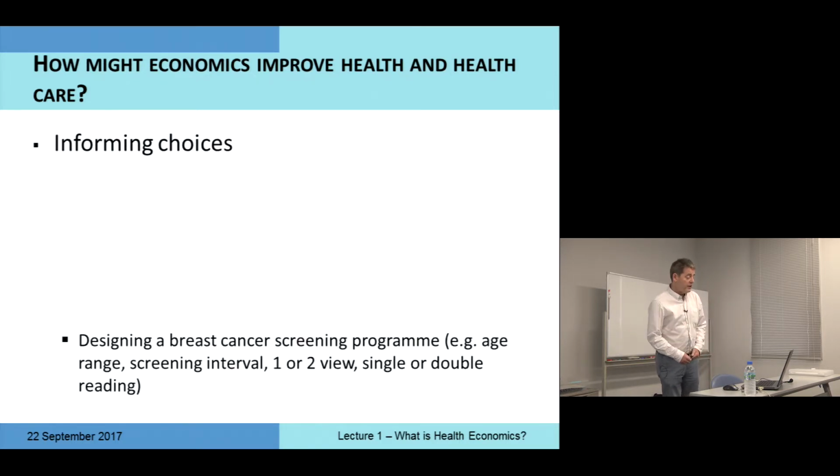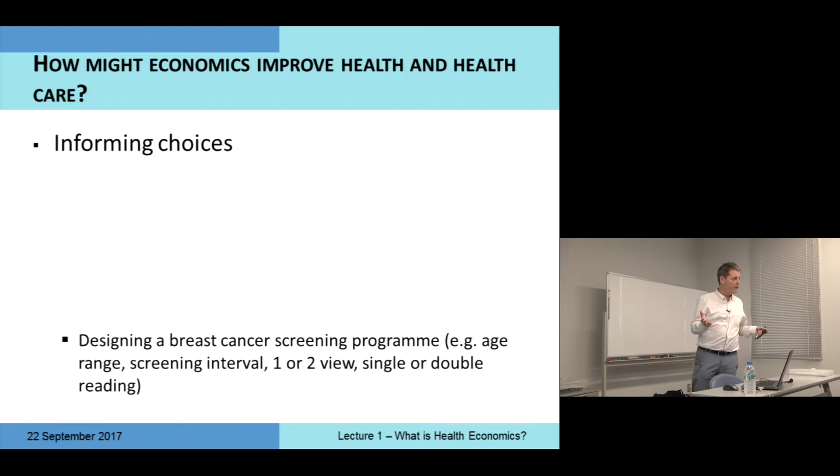Or it might not be a choice of treatments, it might be, this is more of a public health example. Suppose you've decided you're going to have a screening program. I guess there's a national breast screening program in Japan, is there? I'd be surprised if there isn't. But having decided you're going to have a national program for screening for breast cancer, you've still got lots of decisions. What age range are you going to invite to the program?